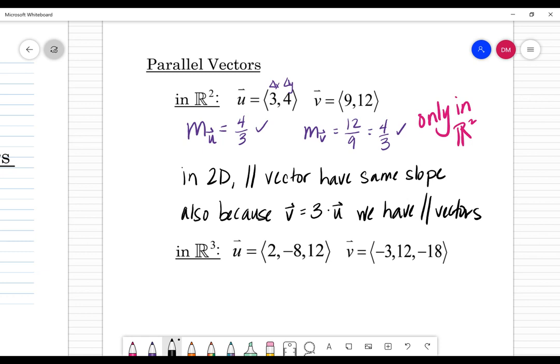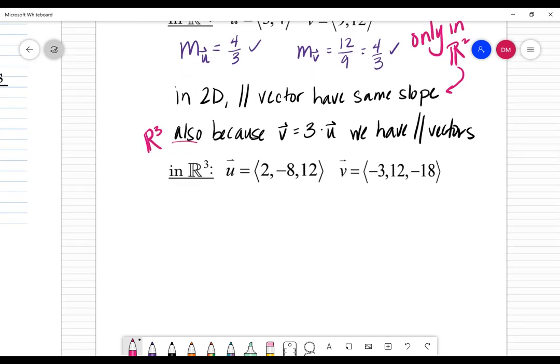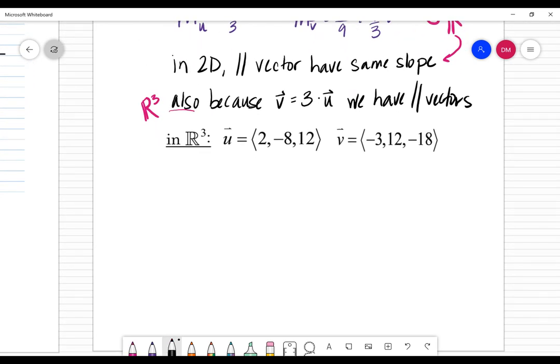In R3, we can actually apply the second property. So only in R2 does this first one work. However, in R3, this second property will also apply. So let's just go ahead and take a look at that.